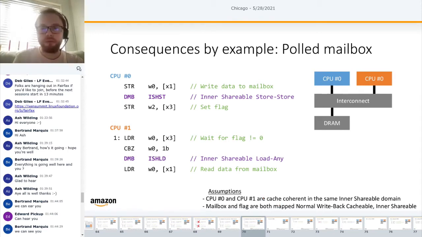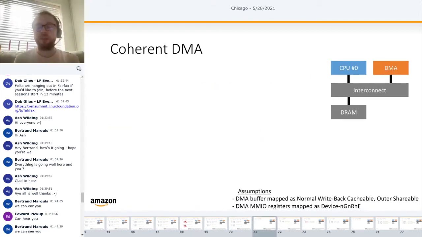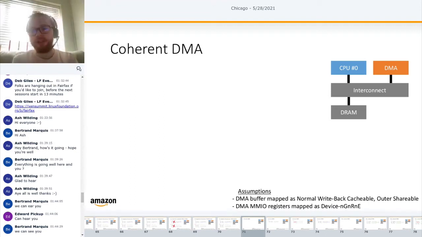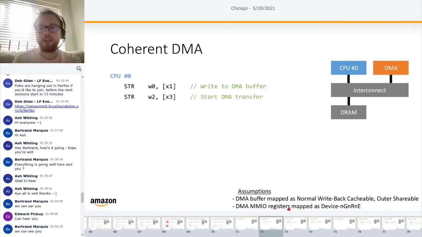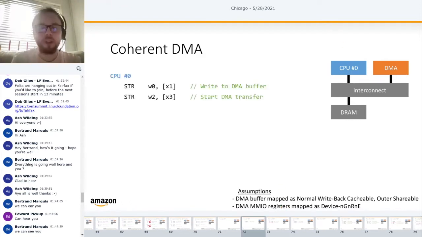So let's start to look at some other real-world examples of using these barriers. Firstly, coherent DMA. So in this example here, instead of having another CPU, I've got some sort of DMA engine, which is going to be performing a DMA transfer. So this is a device. Now, you'll actually see that the code sequence here for CPU 0 looks very similar to what we saw before. So I have my write to the DMA buffer and then a write to start the transfer, which looks very similar to writing to the mailbox and then writing to the flag, right?